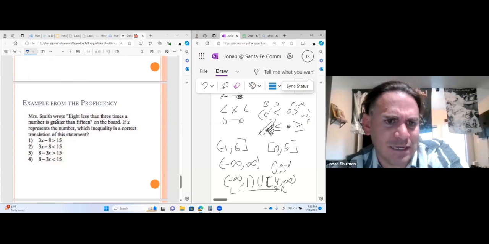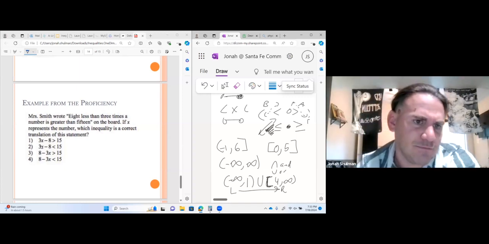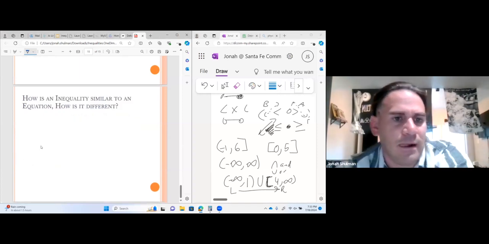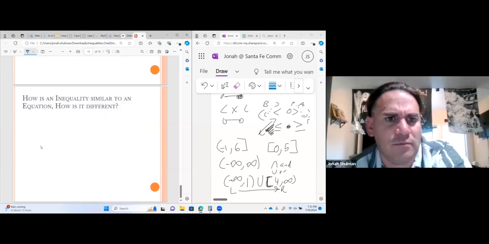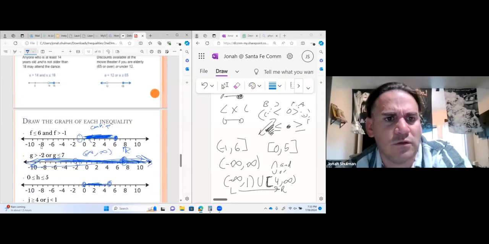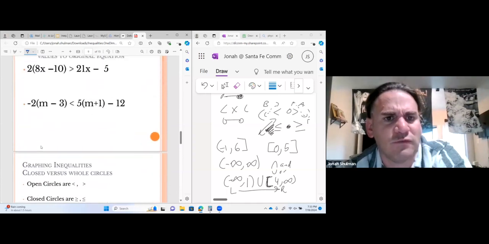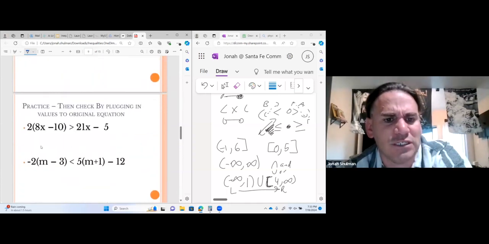8 less than 3 times a number is greater than 15. So this is A. Okay, cool. Just remember when you're doing this, if we're dividing by a negative, the sign is going to change.